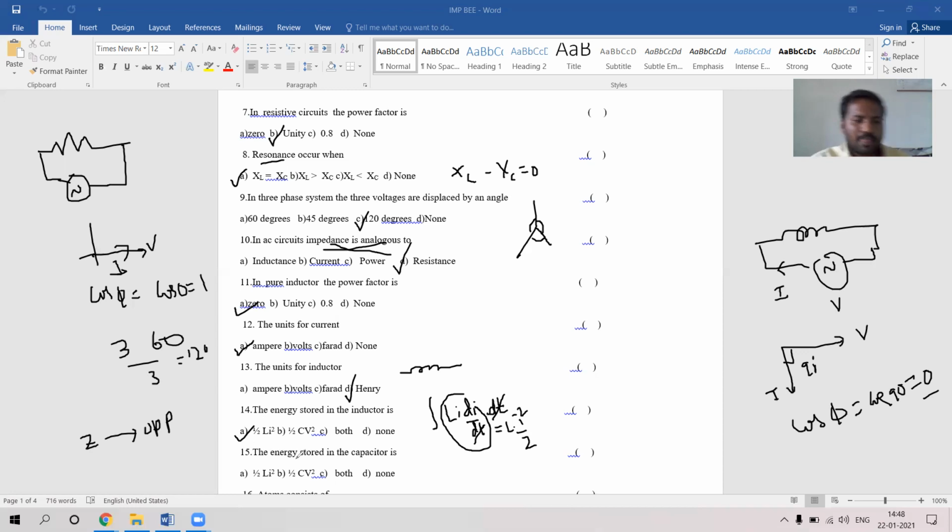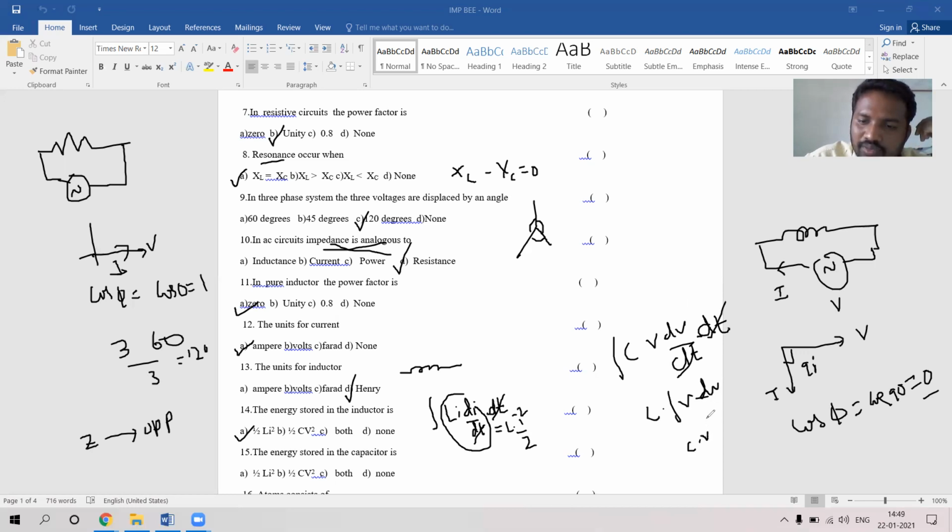Similarly we can do it for energy stored in a capacitor. What is the formula? It is c v dv by dt. This is power. Power is equal to the product of voltage and current, which is c v dv by dt. The dt gets cancelled. C is constant. Integral of v dv is c into v square by 2, which is half c v square for energy stored in the capacitor. Let us go with the next question.